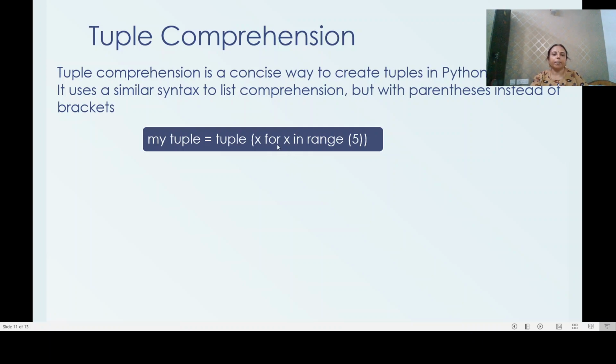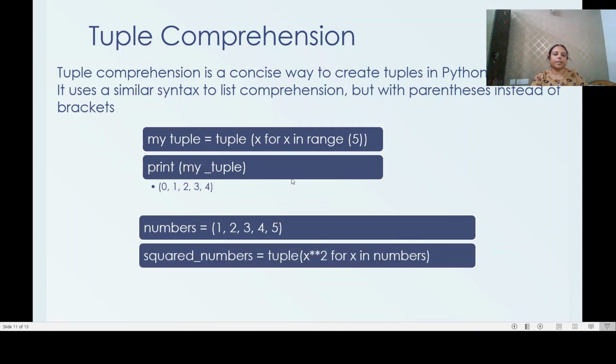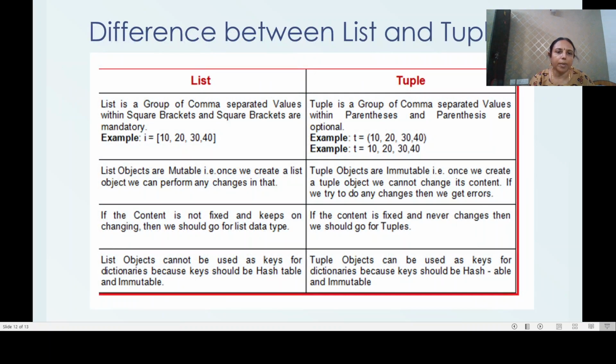So what it means is: for x in range of 5. Range of 5 means it will take the values 0, 1, 2, 3, 4. I need to just store the values in a tuple. So if I print my tuple, I will be getting 0, 1, 2, 3, 4. That's it. So I have numbers, and the same thing which I have seen in the list: I retrieve the values in the tuple and perform the squared operation on each value and convert it to a tuple. That is what we mean by tuple comprehension. So these are the operations which you can do in the tuple.